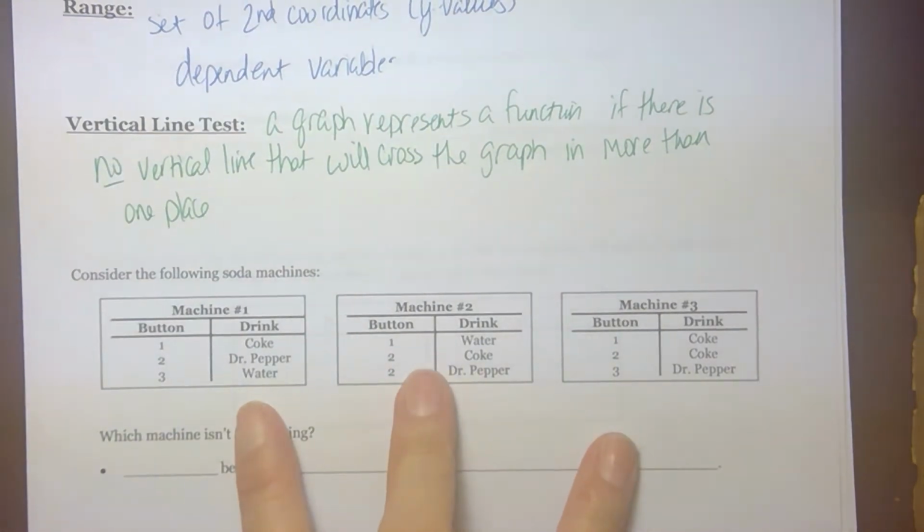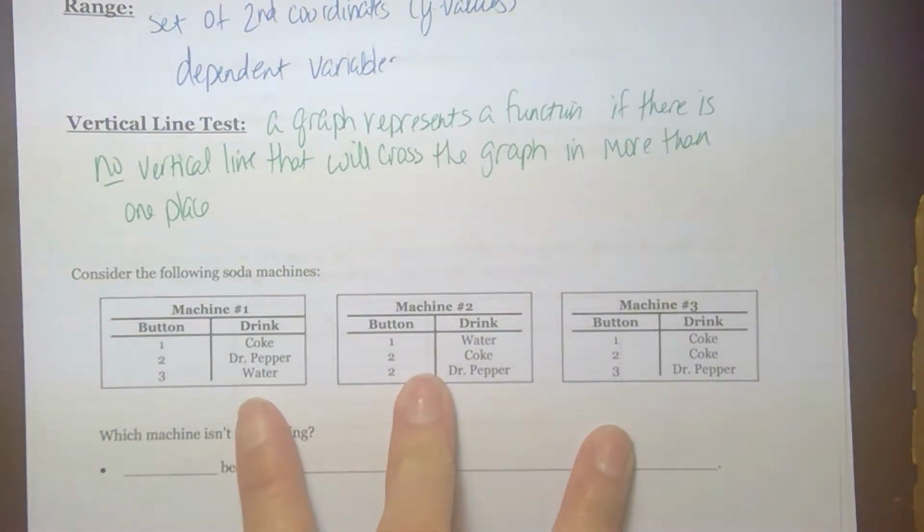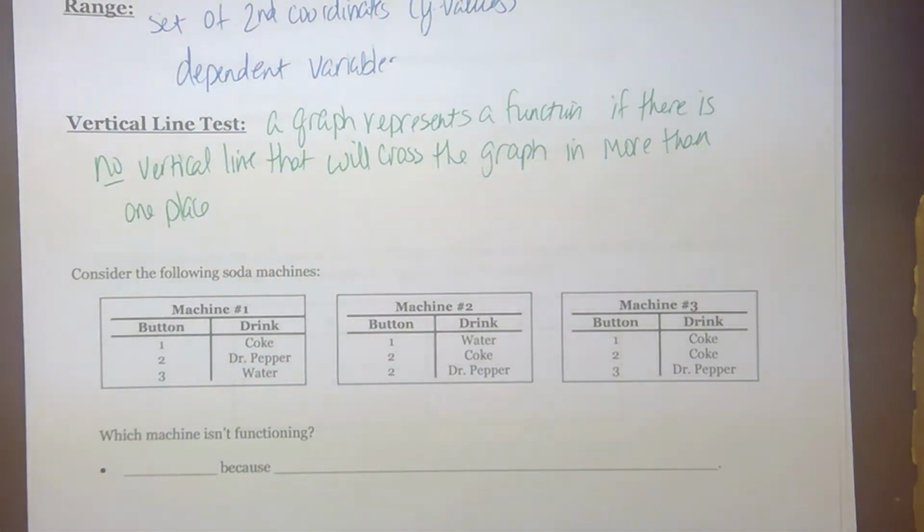I want you to consider these three different soda machines. So you go up, you're thirsty, and you want to buy something to drink. Which one doesn't work? Which one has something wrong with it? Well, machine 1 looks fine. If I push button number 1, I can get a Coke. If I push button number 2, I can get a Dr Pepper. If I push button number 3, I'll get a water every single time. So machine 1 is fine. That means it's one of these two machines that has a problem.